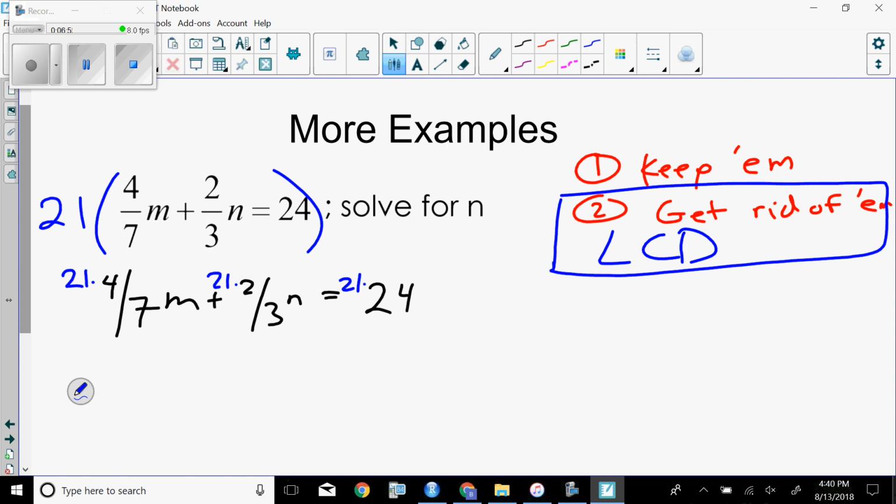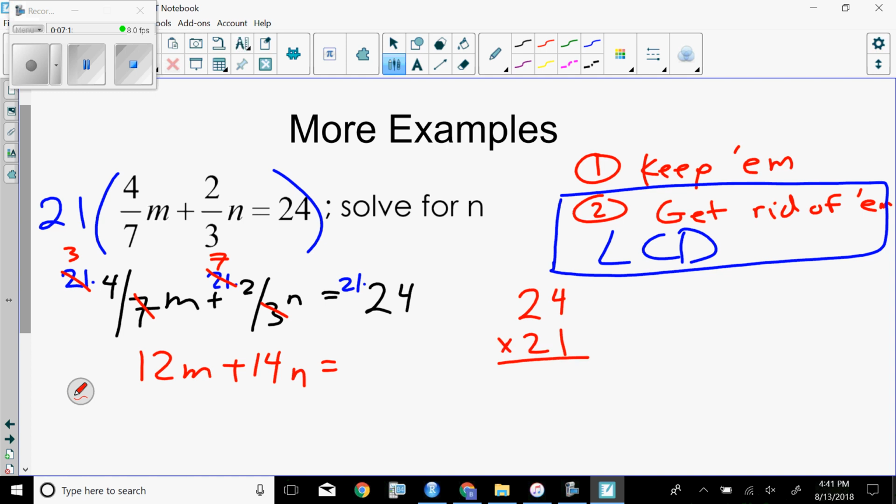All right. Well, I know 7 and 21 cancel, leaves me with 3. 3 times 4 is 12m. 21 and 3 cancel, that's a 7. That's plus 14n equals, now I've got to do some math here. This is 24 times 21.